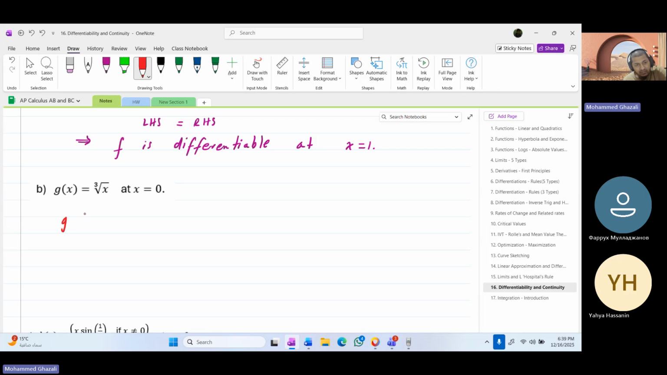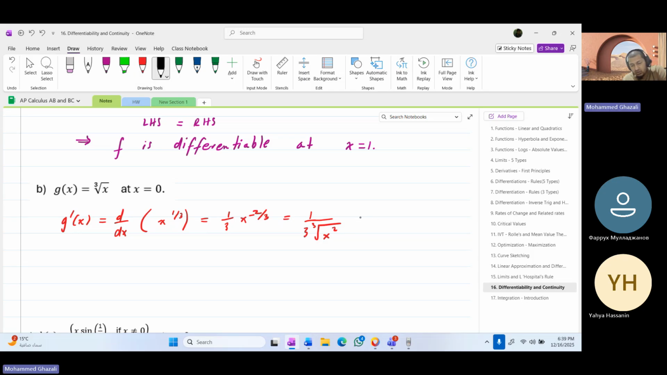So say g prime x. Let's try to find the derivative. So that's d/dx of x to the power 1/3, right? So we can find the derivative of that. That's 1/3 x to the power negative 2/3, which is 1/3 over the cube root of x squared.